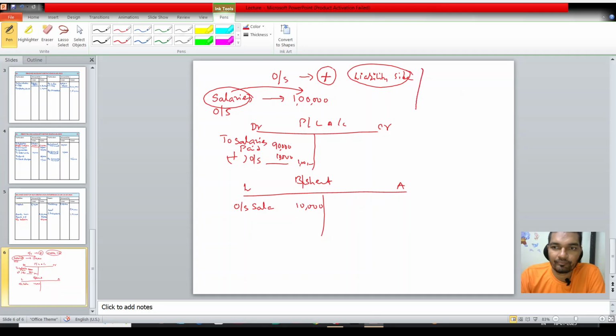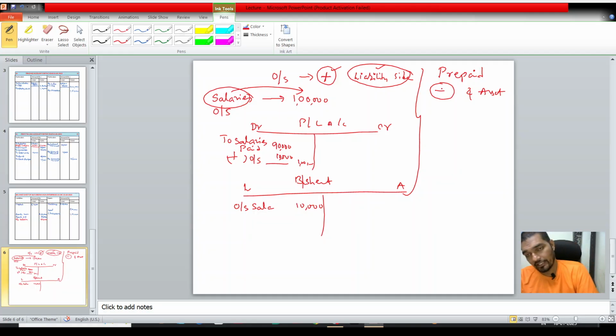But whenever the prepaid word comes, prepaid means what? Paid in advance. Whenever the prepaid word comes, remember this: minus, and show it on the asset side. Earlier, for outstanding expenses, we have to add and show on the liability side. Now for prepaid expense, we paid the expenses in advance, that we have to subtract and show that amount again under the asset side.